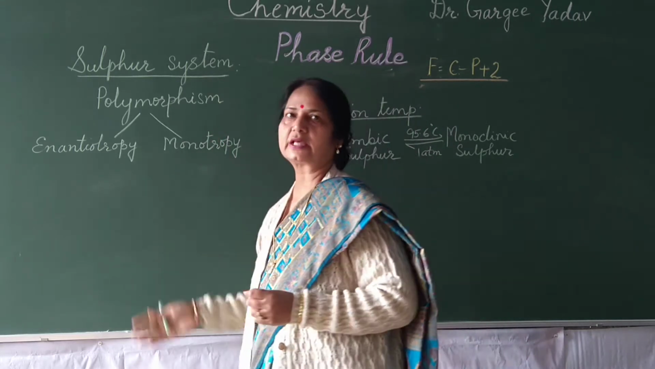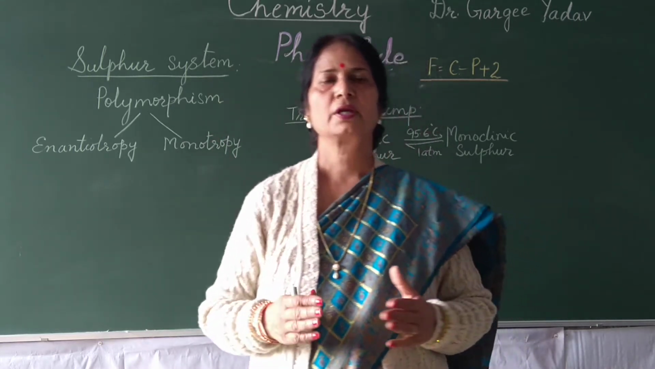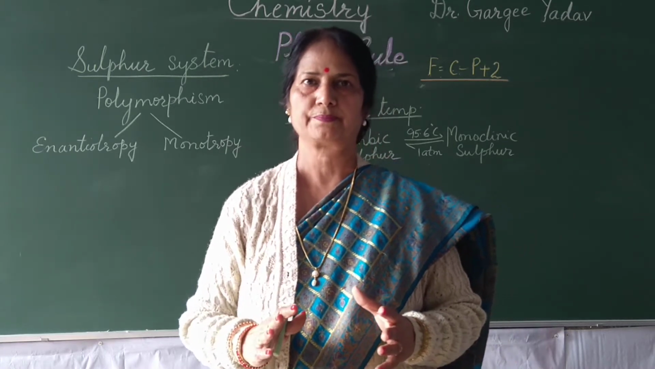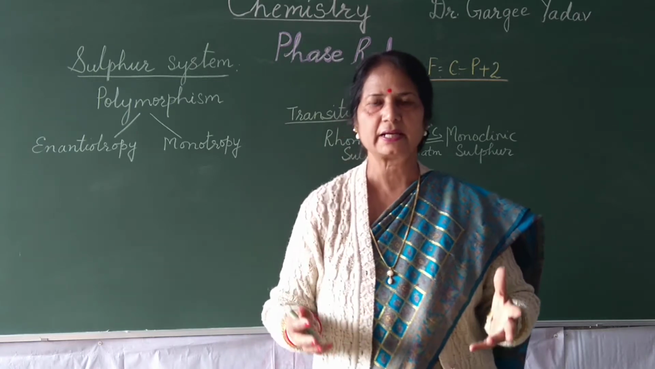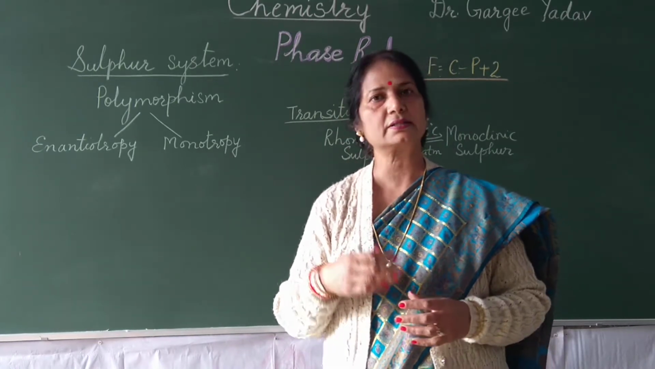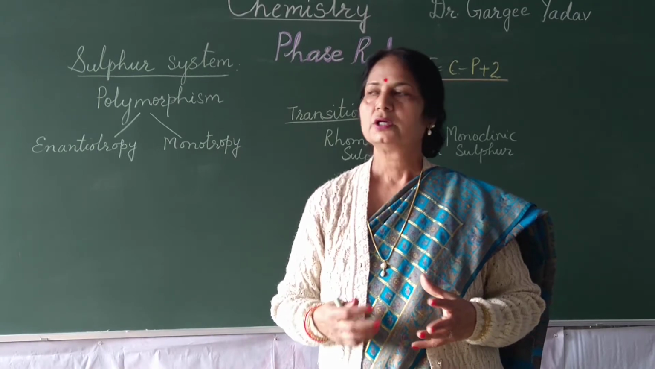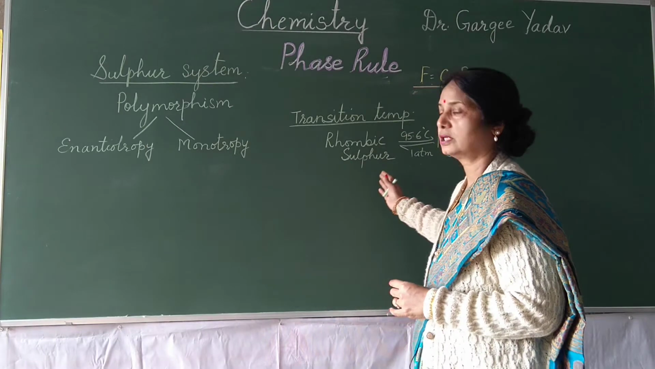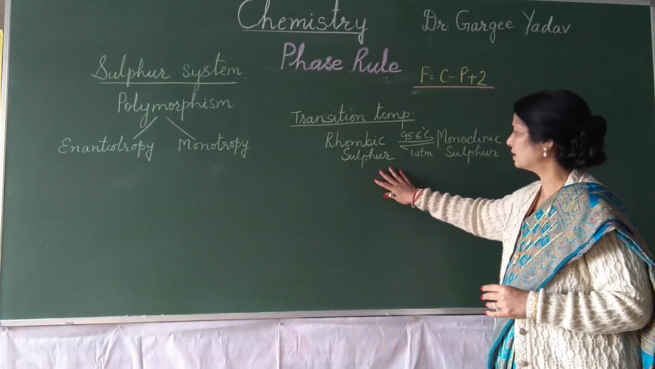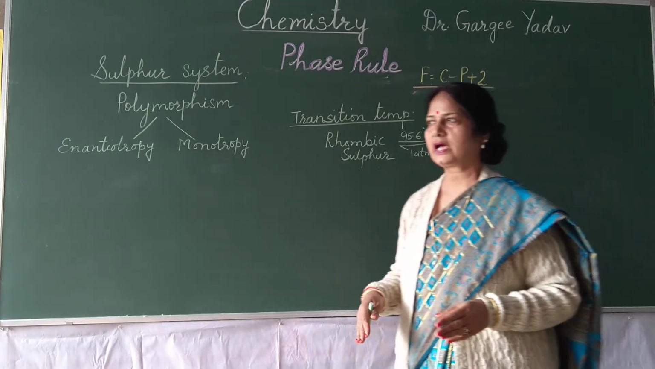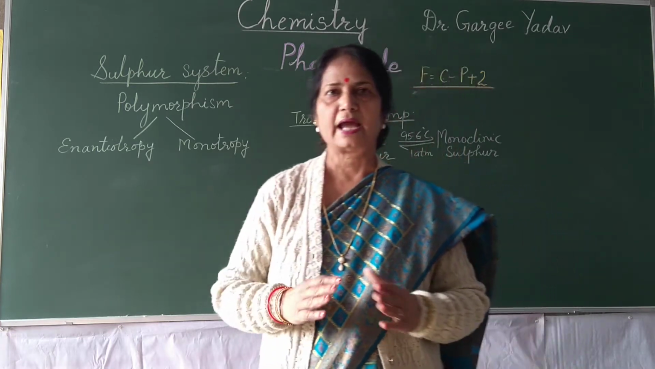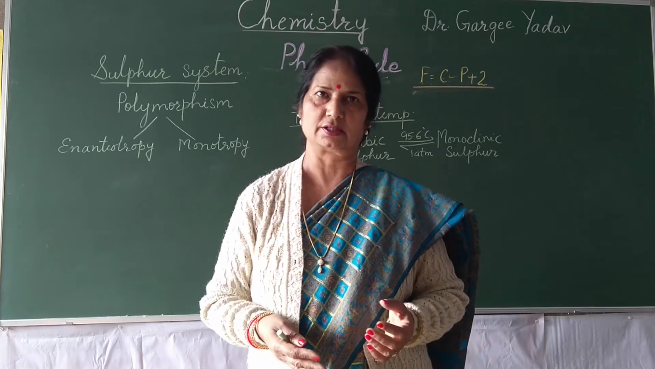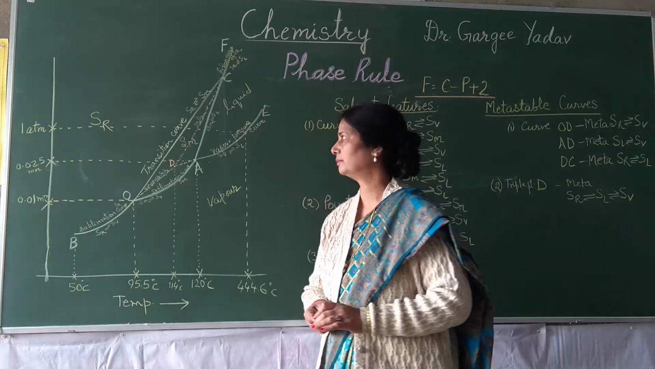Polymorphism is the existence of a crystalline substance in two forms which differ in their physical properties only. This can occur in elements or in compounds, and when it occurs in elements, it is known as allotropy. So sulfur shows two allotropic forms, rhombic sulfur and monoclinic sulfur. When we are discussing phases, as many allotropic forms as there are, that many phases are considered to be present. Now, over to the sulfur system.